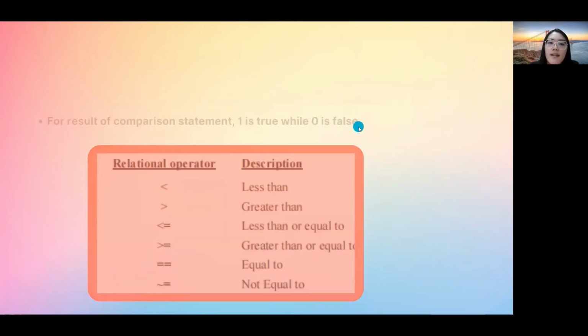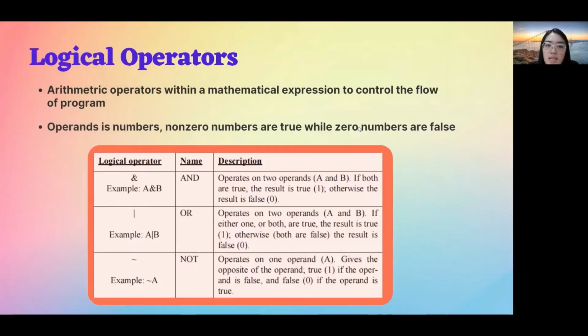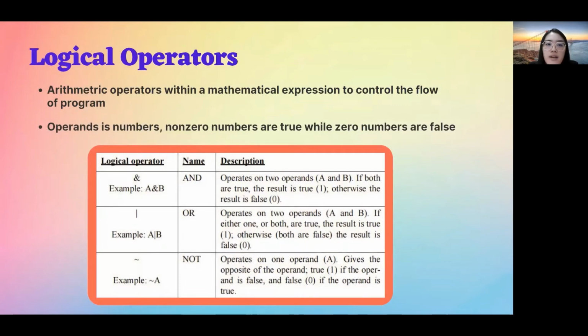And next, the logical operators are the arithmetic operators within a mathematical expression for the purpose of controlling the flow of the program. Normally, the operands are in the form of numbers, and non-zero numbers are true, while zero is false. So there are 3 logical operators that we can use in MATLAB, which are AND, OR, and NOT.